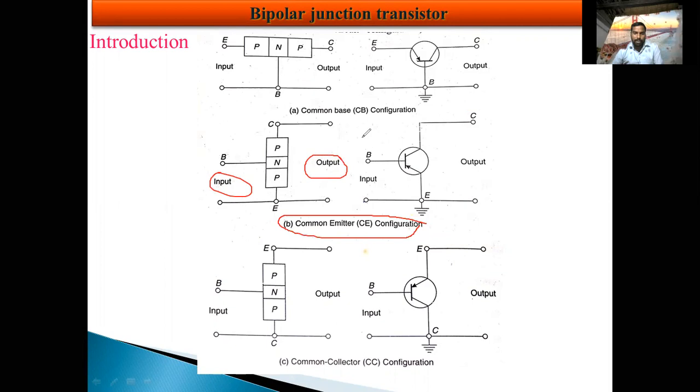This is the circuit diagram. In the circuit diagram, base and emitter is the input. The emitter is common to the base, input and output.